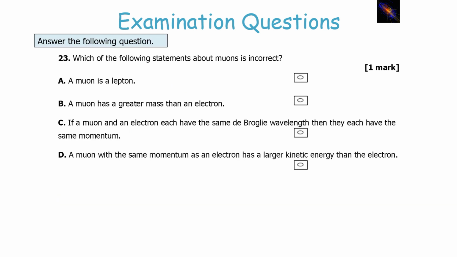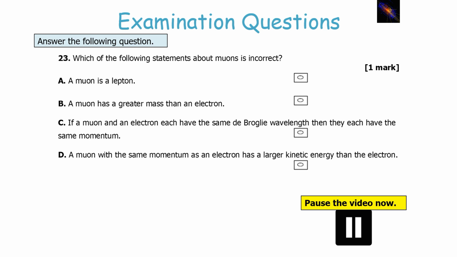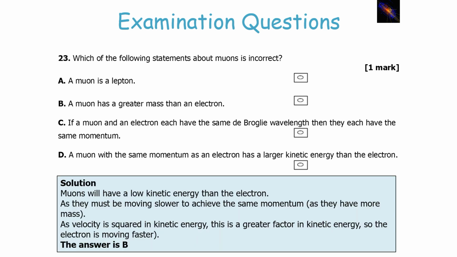Now the next one, which of the following statements about muons is incorrect? So pause the video now, then unpause the video when you want to go through the answer. Now, muons will have a lower kinetic energy compared to the electrons because they've got to be moving slower to achieve the same momentum because they've got more mass. So therefore, as the velocity is squared in kinetic energy, EK is a half mv squared, there's a greater factor in kinetic energy, so therefore the electron is moving faster. So therefore, the only answer which is incorrect is in fact B.